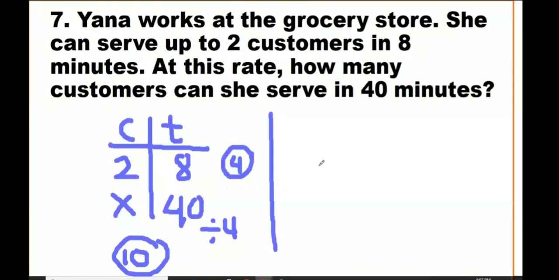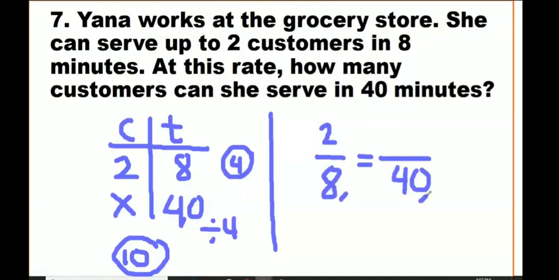Now, let's use the butterfly method. So 2 customers in 8 minutes. So 2 over 8. 2 is to 8 equals 40 minutes. Where shall we put 40 minutes? Number of customers is on top. So again, we put the 8 at the bottom, so we're going to put the 40 minutes at the bottom too, right? Okay, so minutes, minutes. 8 minutes, 40 minutes. 2 customers, unknown. How many customers? Right? So we are consistent now.